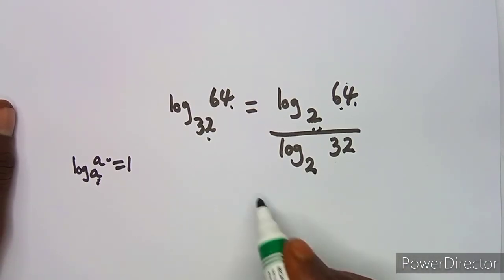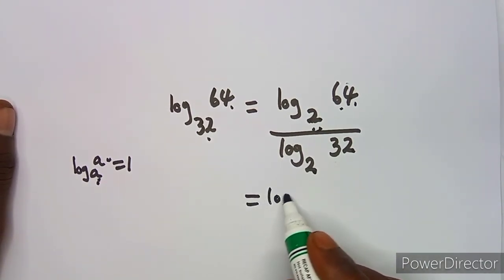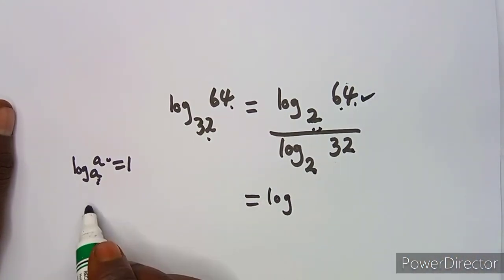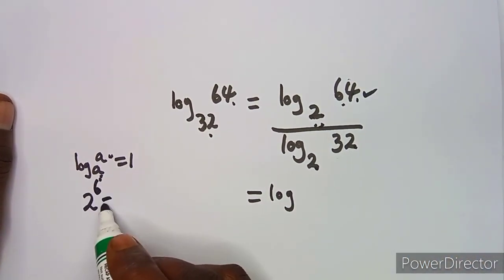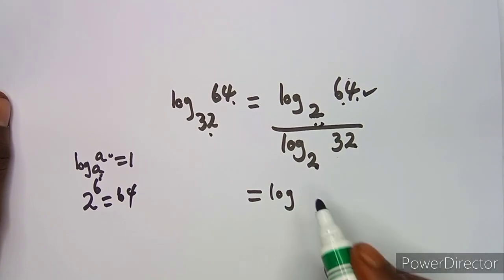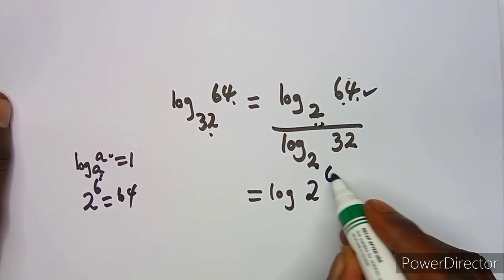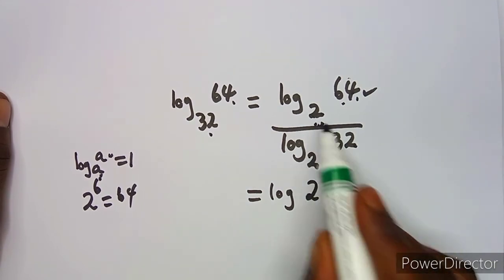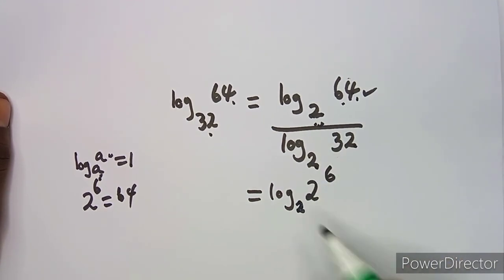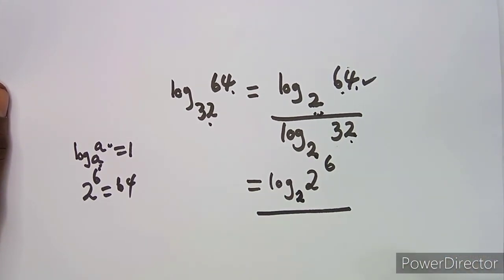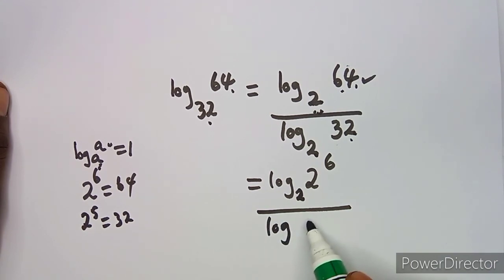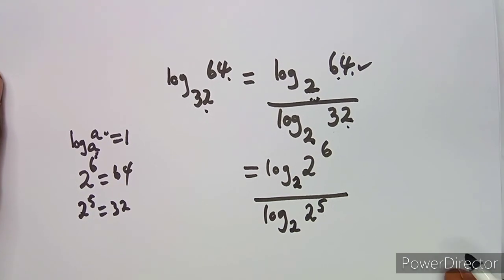In terms of 2. We are going to find out that 64 is the same as 2 to the exponent of 6. This is the one that is going to give us 64. So we've got 2 to the exponent of 6 in base 2. Over, we've got 32. You find out 2 to the exponent of 5 is the one that is going to give us 32. So this is going to be log 2 to the exponent of 5 in base 2, like that.